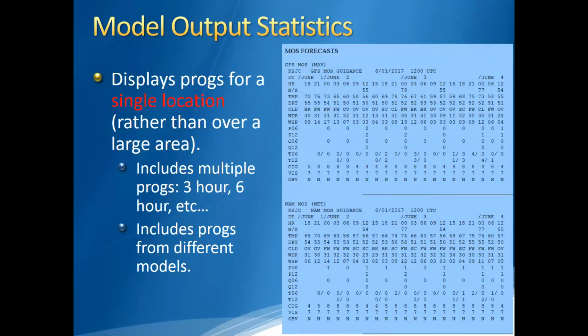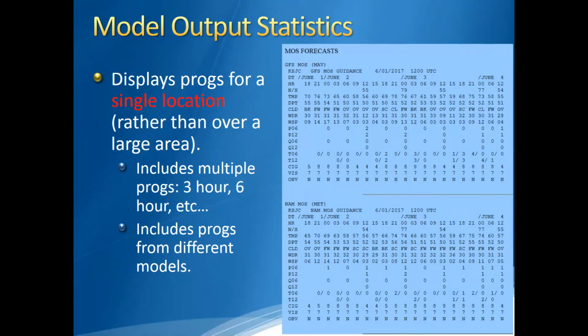And they give you progs from different models. They give you progs from the GFS, progs from the NAM, and so on. And these are a good way of taking all the model results and packaging them up in a tightly, easy-to-use system. So for example, what this can show you, first off, it gives you the date up here. Down here it gives you the local time. Actually, I think this is time in UTC. Sorry about that. UTC is the universal time. It's based on Greenwich Mean Time.